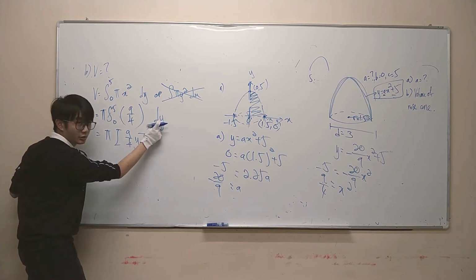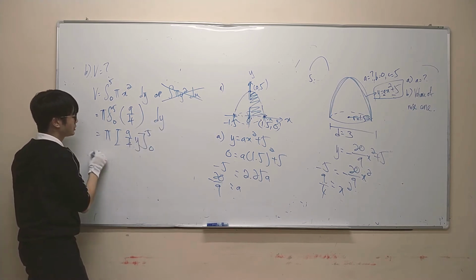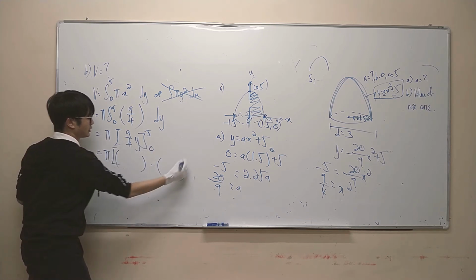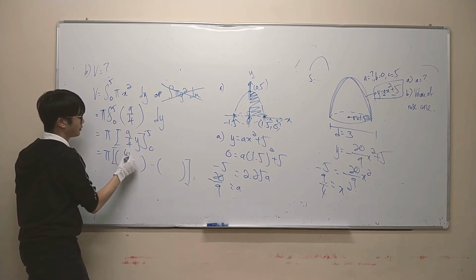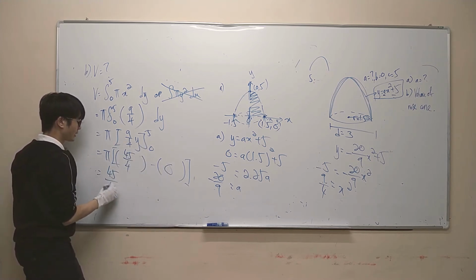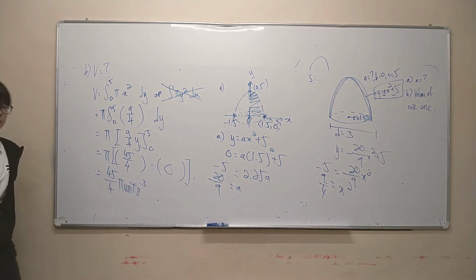Okay? So remember this is dy, so it should be in terms of y here. Remember that. Also 5, also 0. So substitute 5 and then substitute 0 minus here. Substitute 5, I think it's 45 over 4. Substitute 0 is 0. So the answer is 45 over 4 pi units cubed. Alright? That should be the answer.